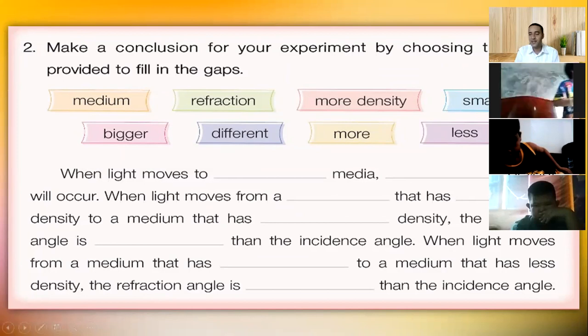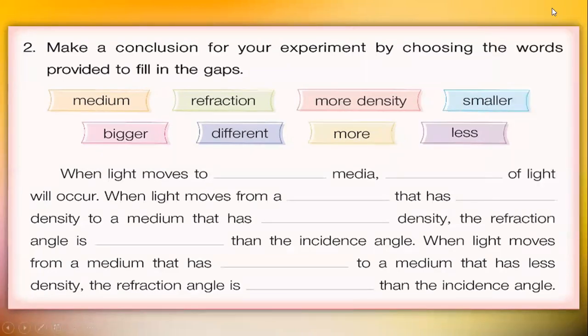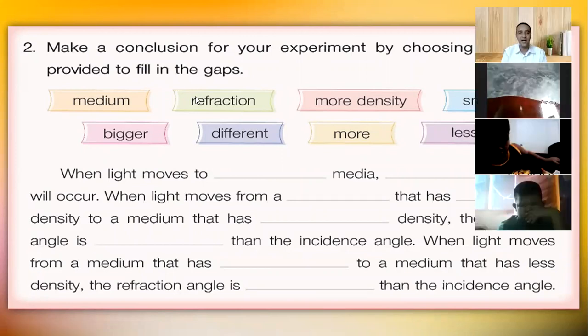So the conclusion from this experiment, we have some words given to us. Make a conclusion from your experiment by choosing the words provided and fill in the gap. So first, medium. Second one, refraction. Third one, more density. Smaller, bigger, different, more, less. Okay, so we are going to make the conclusion. When light moves to, what are we going to put here? We choose among these words given to us.